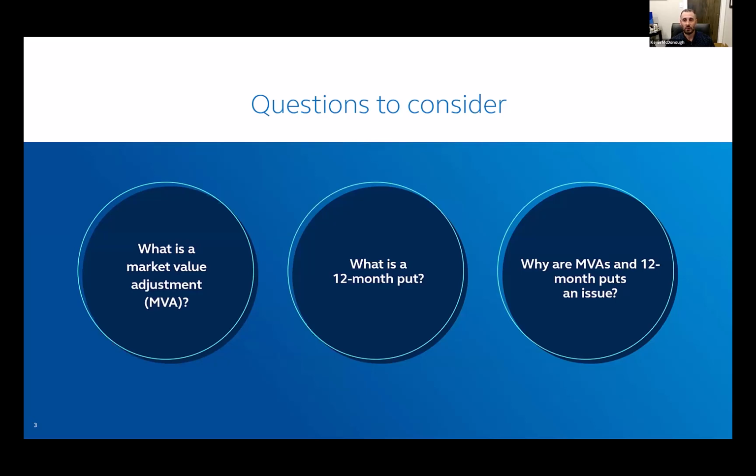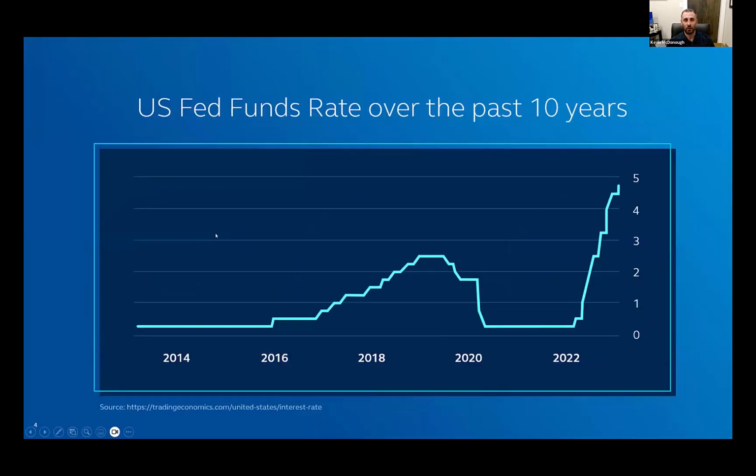So why are these 12-month puts or MVAs an issue? It's a hot topic right now, considering the current landscape we're in, and we'll start with maybe a little bit of a refresher from Finance 101. You're looking at the U.S. Fed funds rate over the last 10 years. You'll note that starting in early 2022, we've seen a consistent uptick in interest rates, which we haven't seen since the early 2000s.